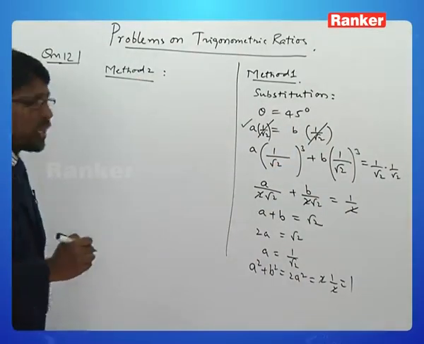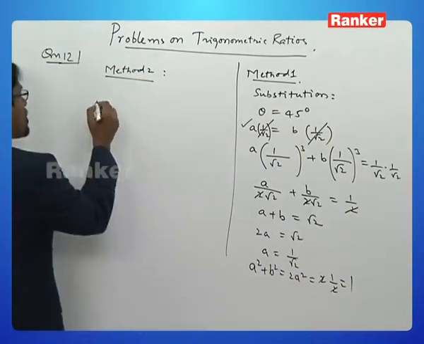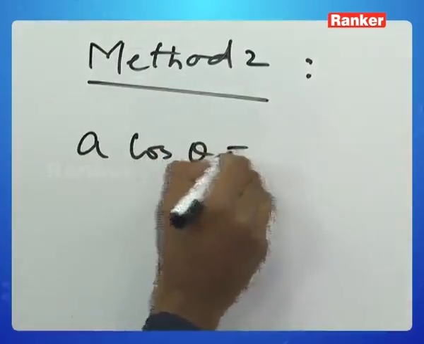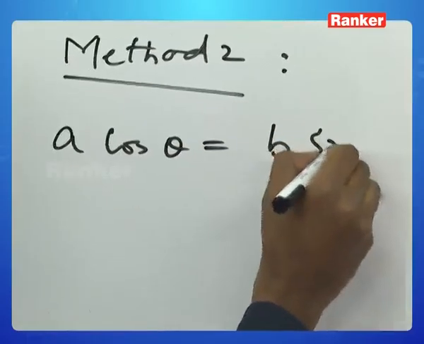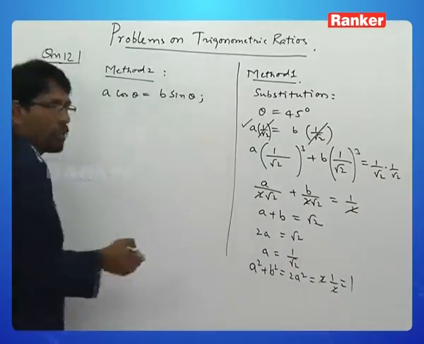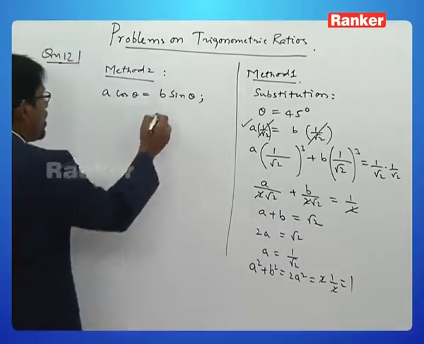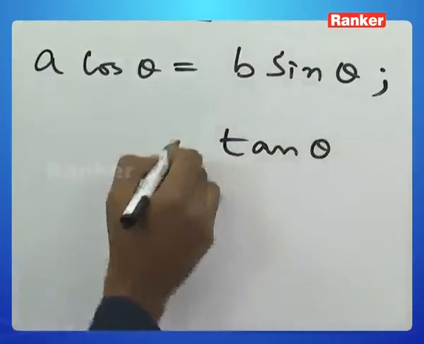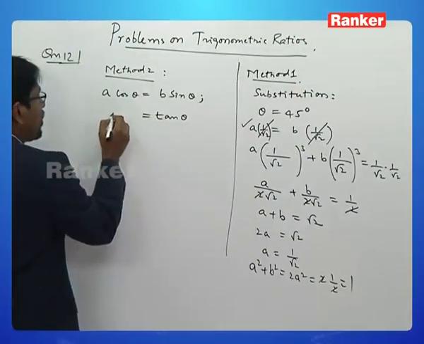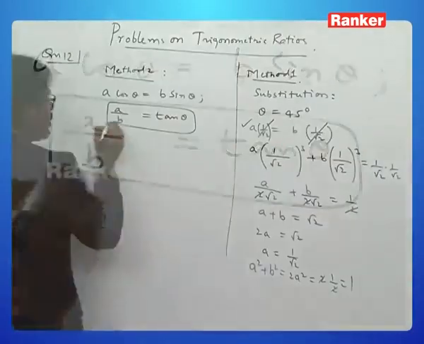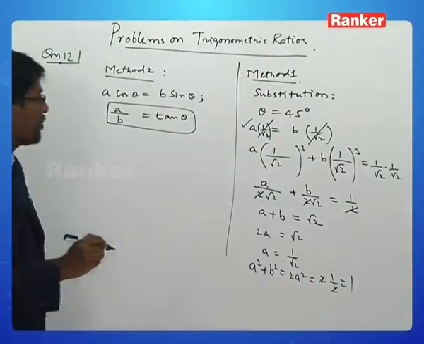What we'll do is we'll try to eliminate theta from these two equations. A cos theta is given to be B sin theta. So what's the best thing that you can do here? We can go for tan theta, divide by cos theta. Tan theta will be equal to A by B.